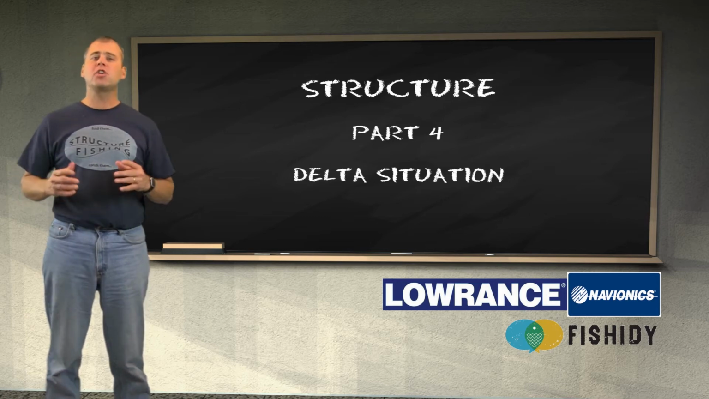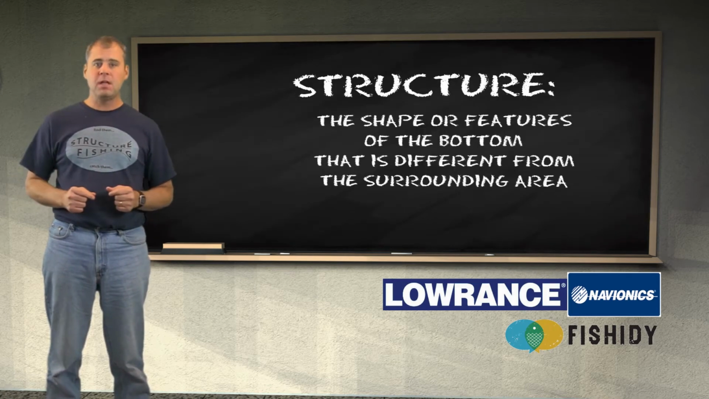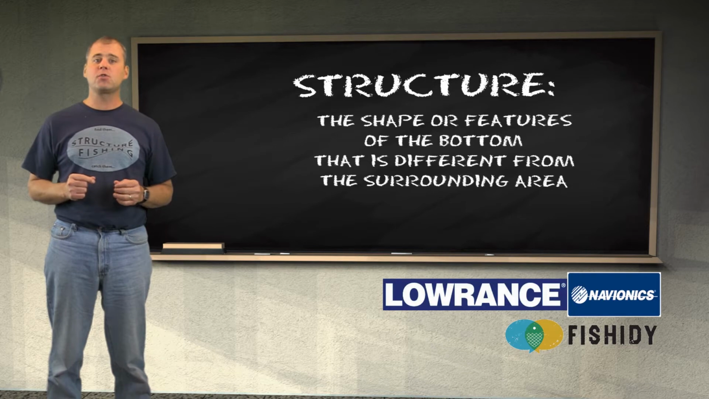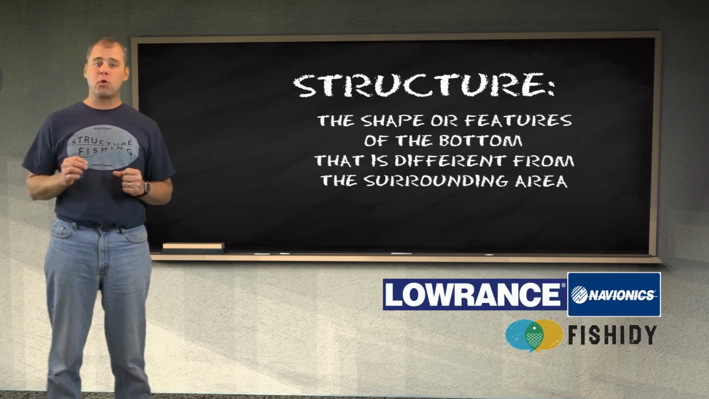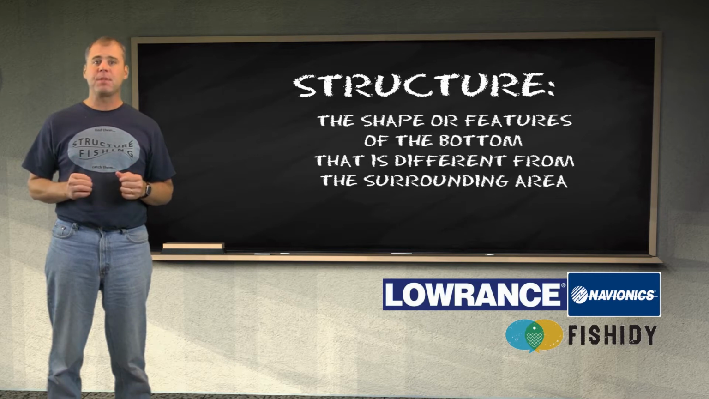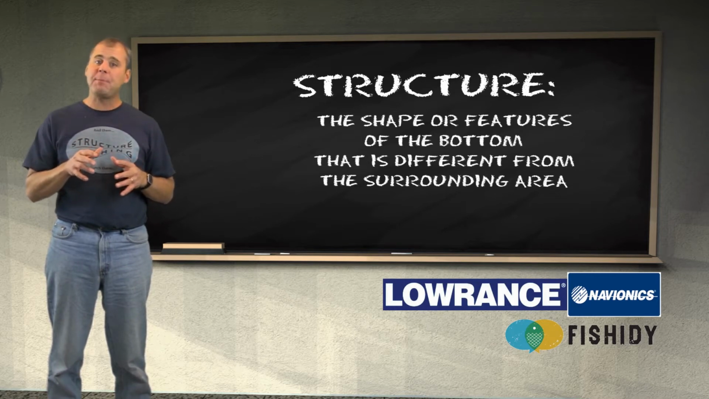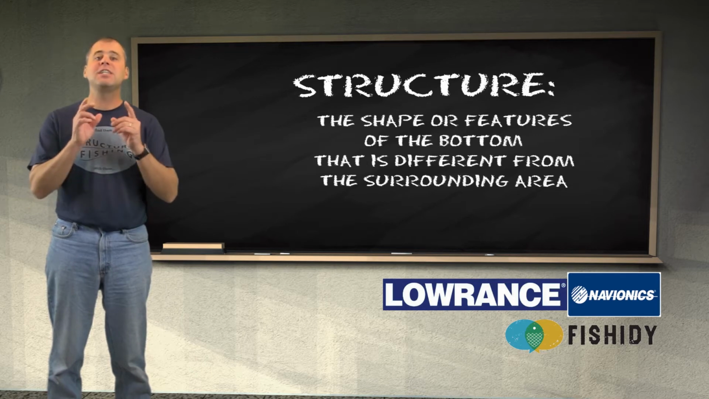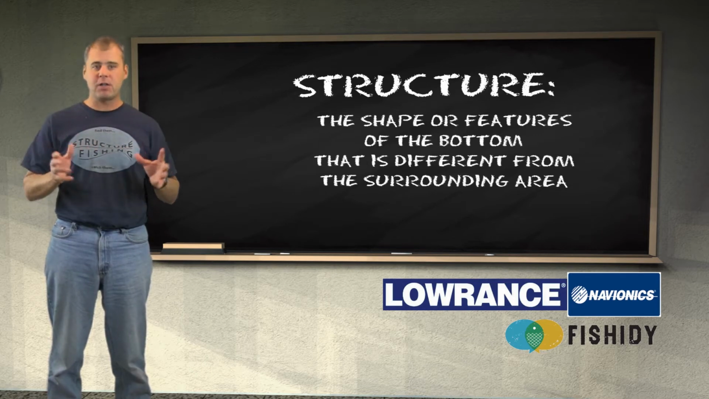Today we're going to continue our discussion on structure, part 4. In past classroom sessions, we talked about structure. We said structure was a shape or feature of the bottom that was different from the surrounding area. Structure is made up of breaks and break lines. The fish will pause or stop at the breaks and the break lines. This is the key to finding the fish, the breaks and the break lines.